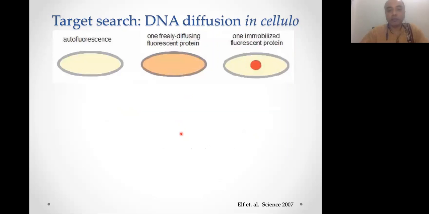Here's the same trick. The bacteria has some autofluorescence of its own. You put in a freely diffusing protein, which travels everywhere. But the nucleoid of the DNA in this bacteria is relatively immobile compared to everything else. So when the protein binds to the DNA, let's say it's a transcription factor fused with a fluorescent protein, this gives you a bright spot right at that point. And this is what you saw in your example previously.